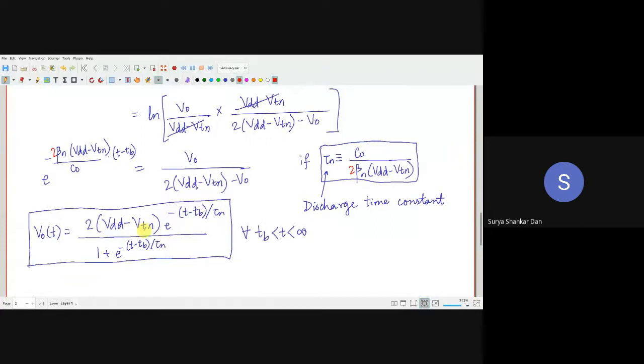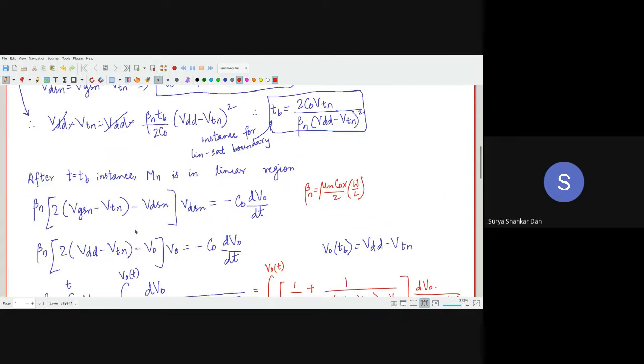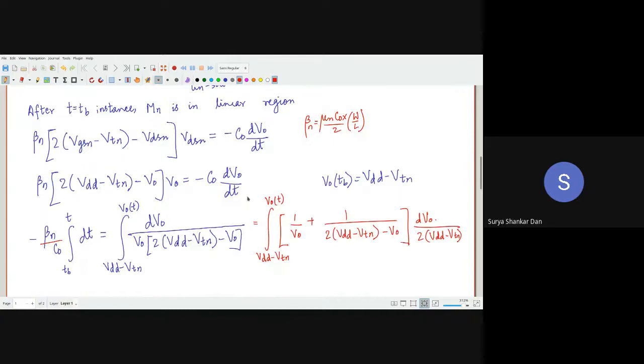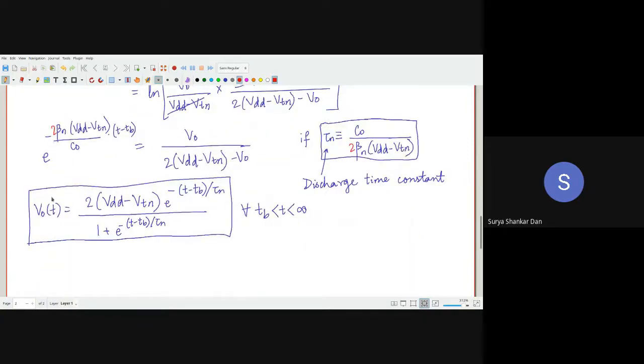So we have essentially ended up in two different expressions or two different functions for the output voltage. One is the parabolic one in the saturation region before the linear saturation boundary, T less than TB, and it becomes a different exponential variation when the Mn is in linear after the linear saturation boundary, T is greater than TB. Okay, until now.